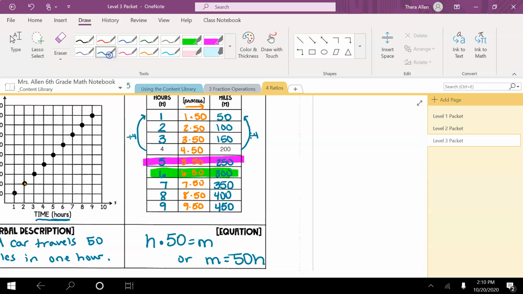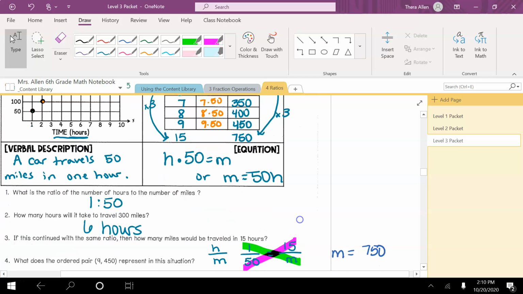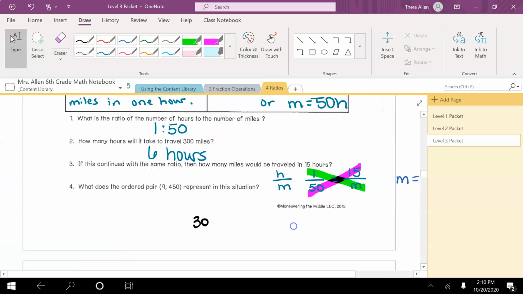And I'm going to say, okay, well, I know 5 can go to 15 by multiplying by 3. So 250 times 3 gives me 750 miles. Same way, just whichever is easiest for you to think about.